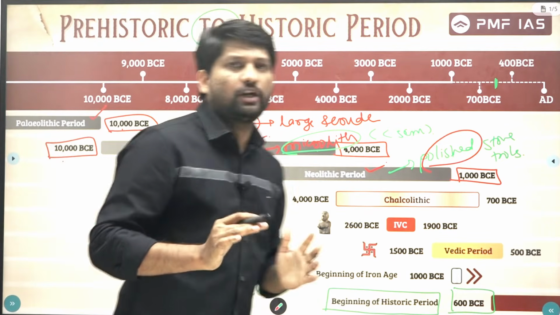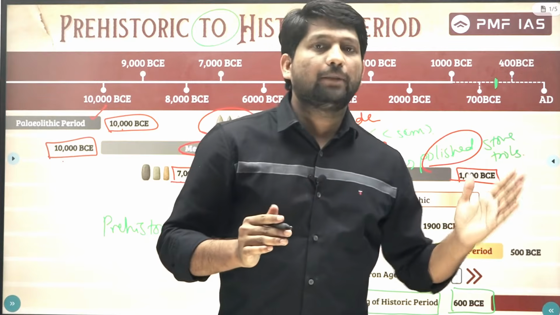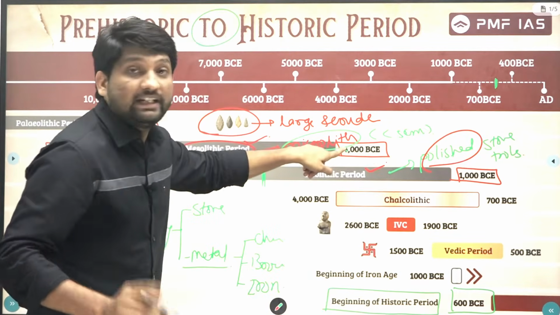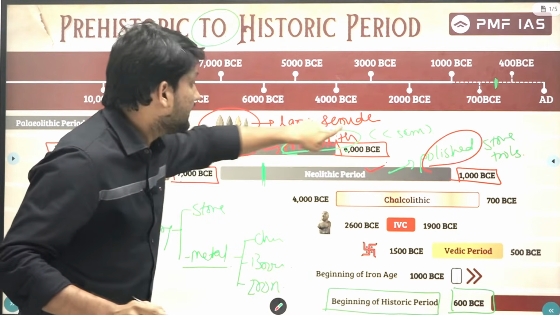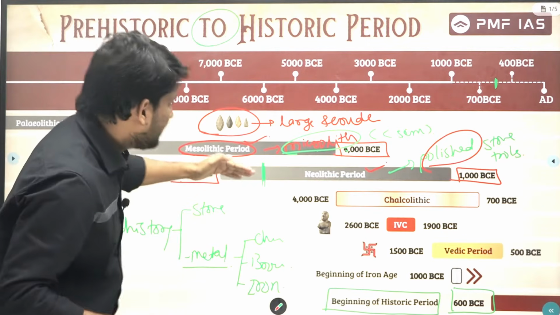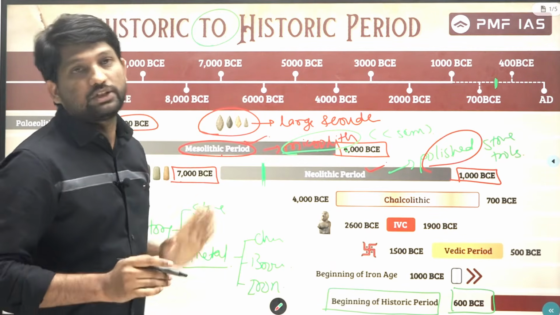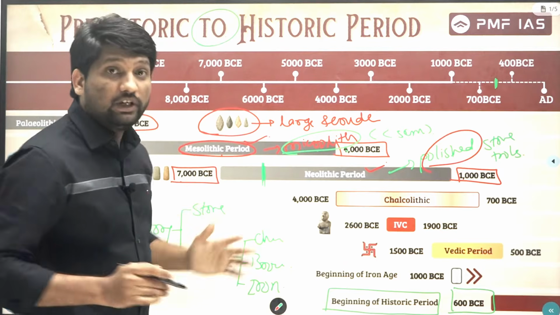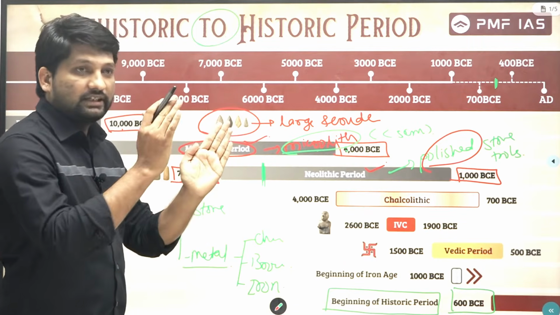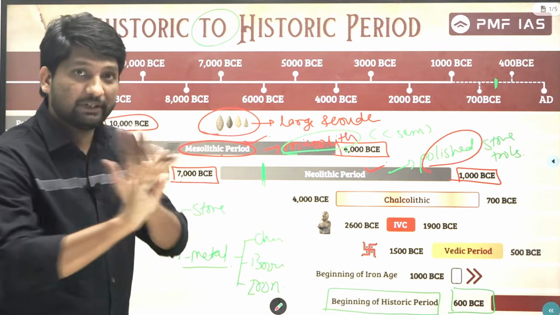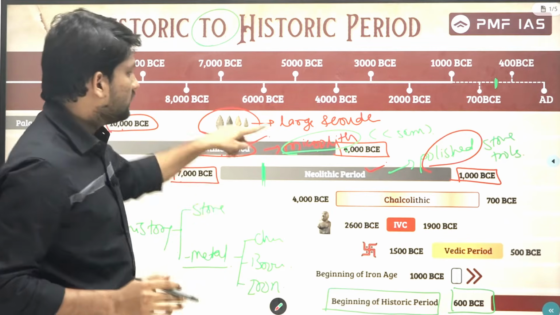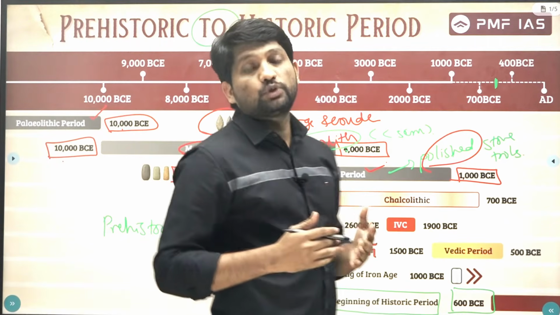Meaning at a given period of time, in some part of India, people were still using microliths and not using polished stone tools, so these sites were Mesolithic. In another part, people started using polished stone tools, so these sites were Neolithic. The concept that once the Mesolithic ends, Neolithic starts is wrong. There is an overlap because it basically depends on what type of stone tools they were using.